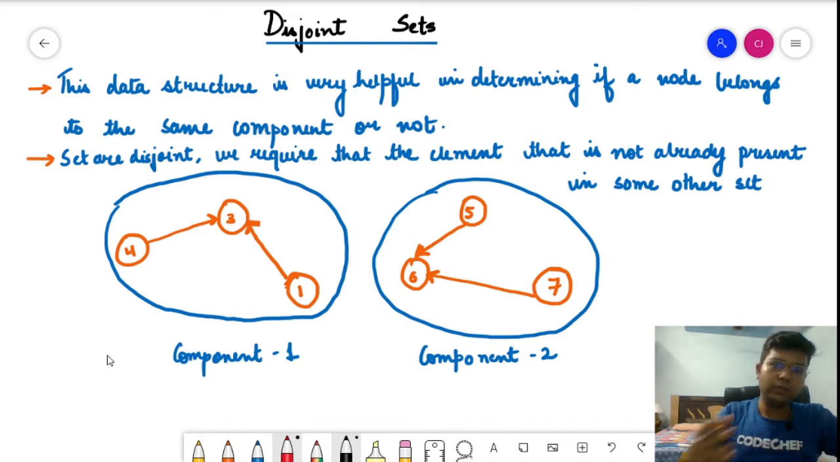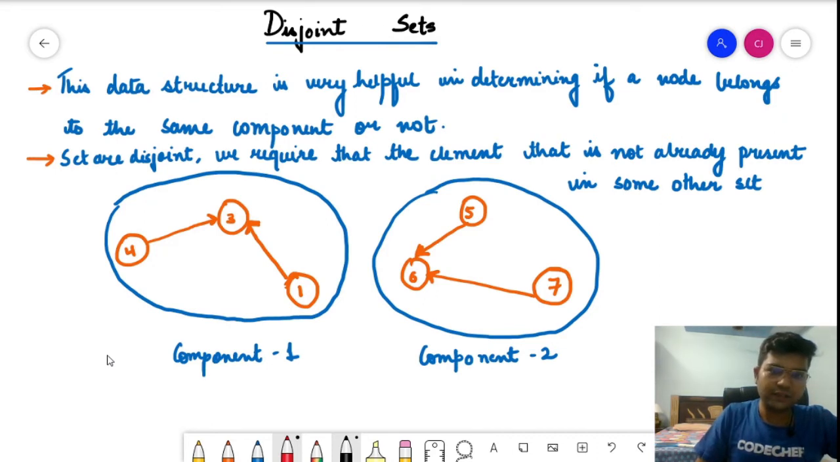Further we'll be learning the disjoint set union algorithm as well. It is worth noting what disjoint sets are and why they are very helpful in certain optimizations. First of all, a quick definition: this data structure is very helpful for determining if a node belongs to a component or not. So what is a component? It is a group of nodes which are connected to each other.